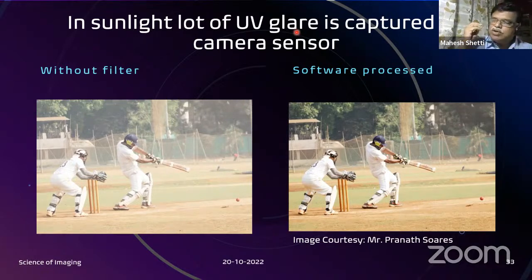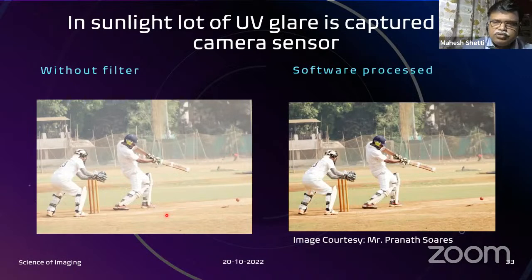The sky was looking very nice blue to my eye, but in camera it has come more whitish in color. Why is it so? That's because of UV glare. The camera is able to see that ultraviolet, and the ultraviolet rays are getting scattered from air, because ultraviolet rays are present in sunlight. Whatever eyes can't see, the camera can see, and that can put a glare.